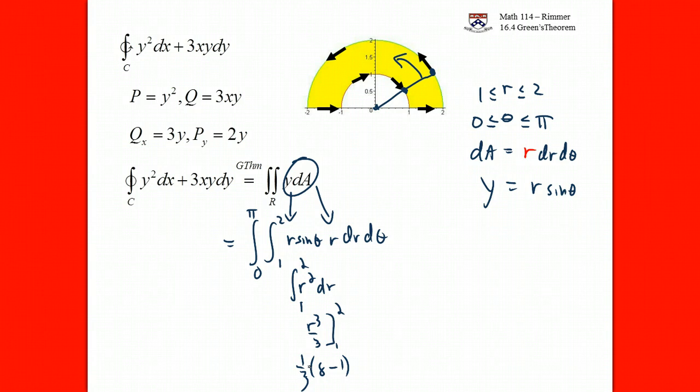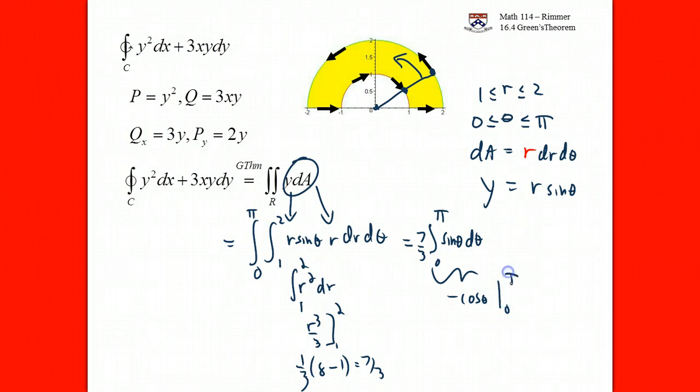Great. And then that's the interior. Now you're integrating from 0 to pi. Take that 7/3 out. You're doing sine of theta d theta. What function has sine of theta as its derivative? Negative cosine. Very important. Okay. From 0 to pi. Just be careful with the signs here. Don't forget the 7/3 on the outside.